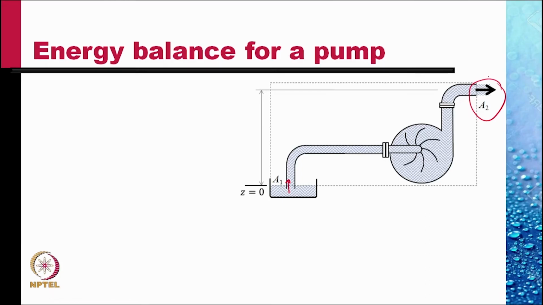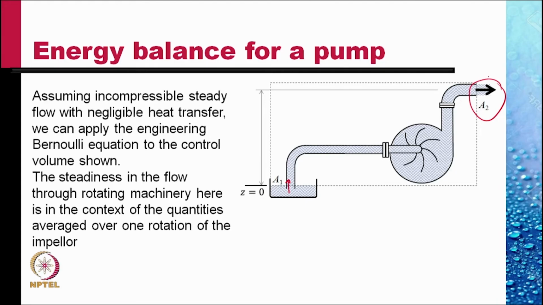Let's take a control volume shown by these broken lines. Assuming incompressible and steady flow with negligible heat transfer, we can apply the engineering Bernoulli equation to the control volume shown. The steadiness of the flow through rotating machinery here is in the context of the quantities averaged over one rotation of the impeller as discussed earlier.